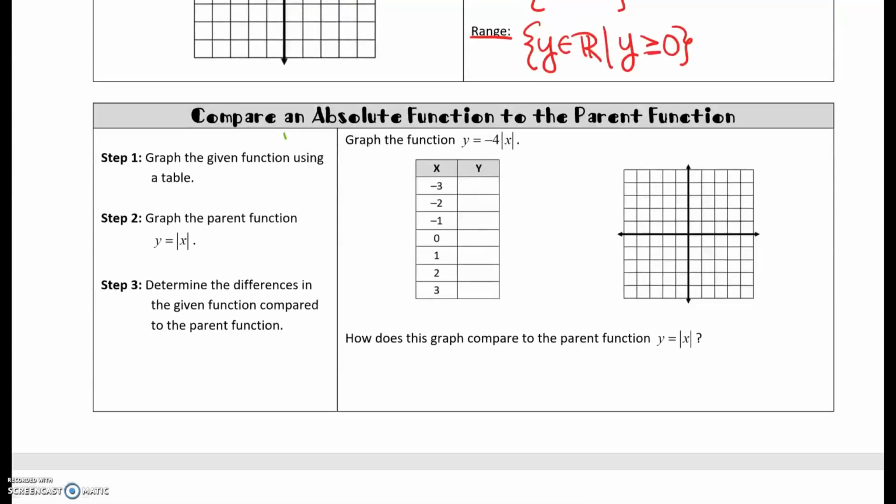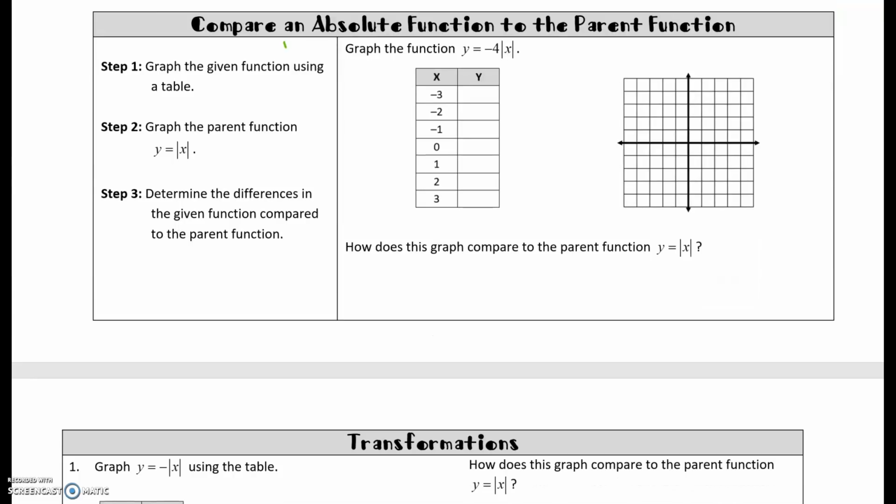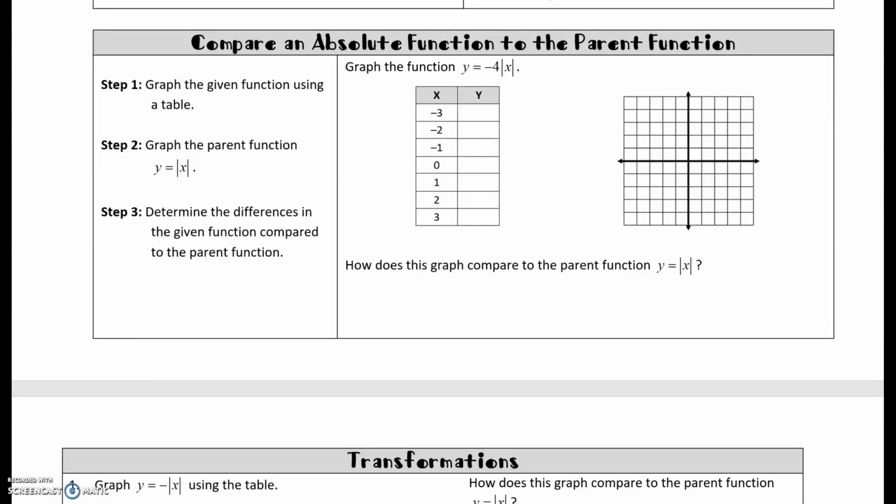So now let's go down to the very bottom here, and it says compare an absolute value function to the parent function. Now, I'm going to model how to do this, and then you are going to do this process on the back of these notes. So, step 1 says graph the given function using a table. This is the given function. Step 2 says graph the parent function. Step 3 says determine the differences in the given functions compared to the parent function.